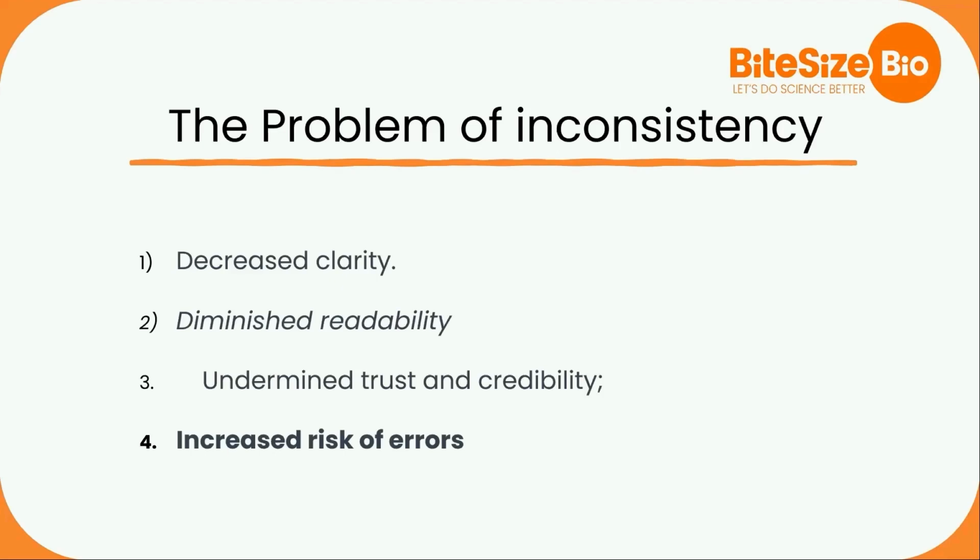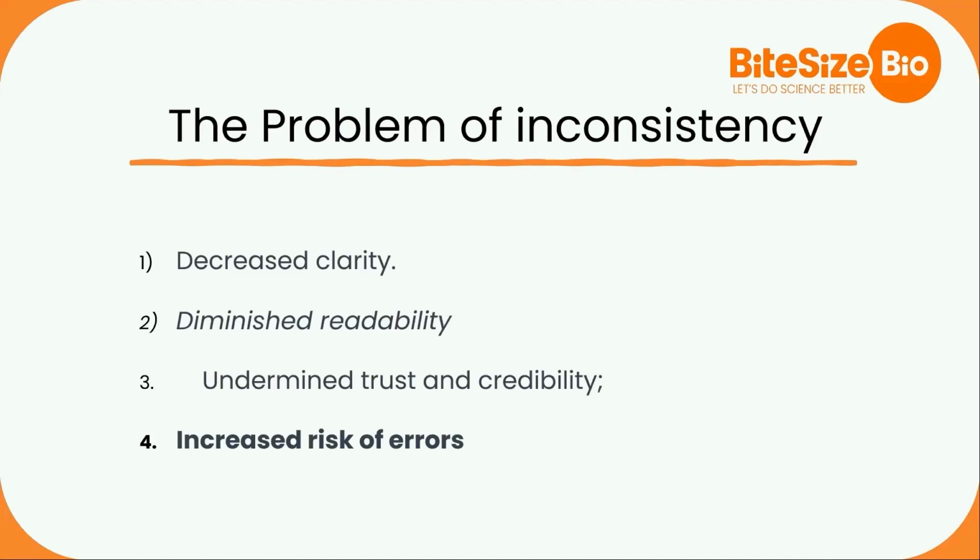Number two, diminished readability. Inconsistent use of abbreviations, terminology, or citation styles can disrupt the flow and the readability of the text. This means readers may need to constantly reorient themselves, affecting their reading experience and comprehension. Again, this can make it much harder for you to get your message across to readers, and it can lead to frustration in those trying to read your work. If this is a grant submission or a paper for peer review, you don't want to frustrate your readers.